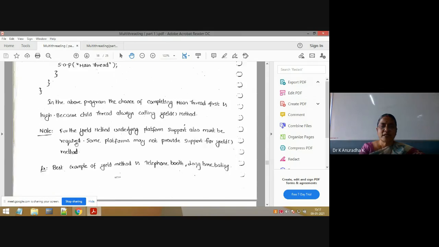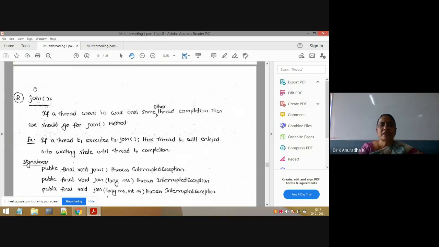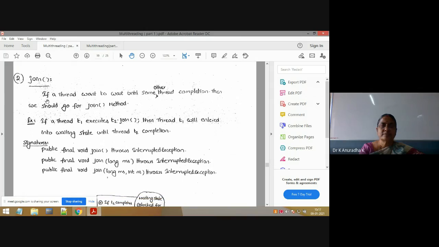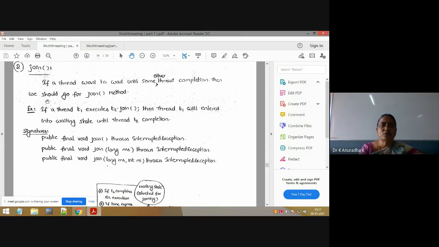But if you take the join method, it requires 2 threads. Only with 2 threads can I explain the join method, but the yield method can be explained with only one thread, because I am writing the thread.yield statement inside only one thread. But the join method requires 2 threads. Let us take T1 and T2. Now see the join method.